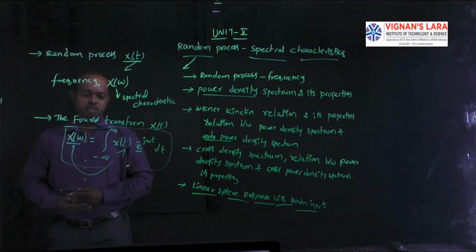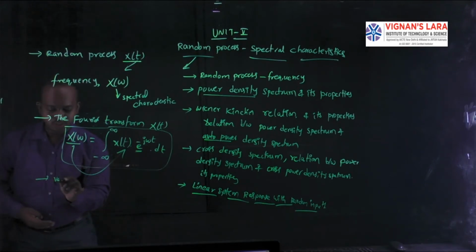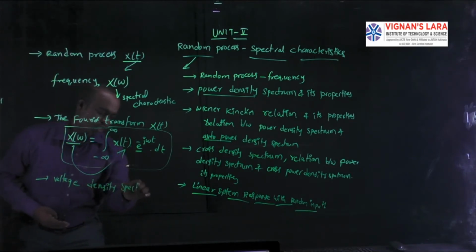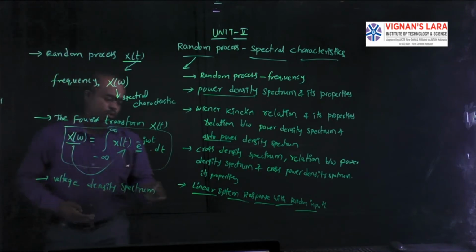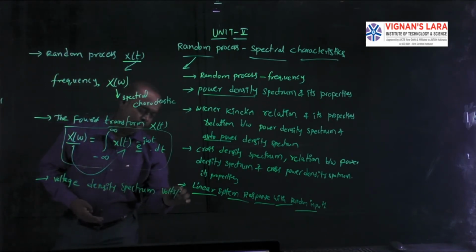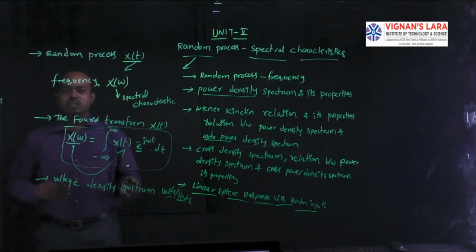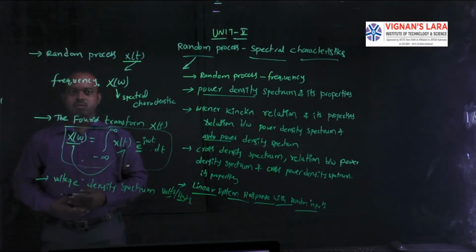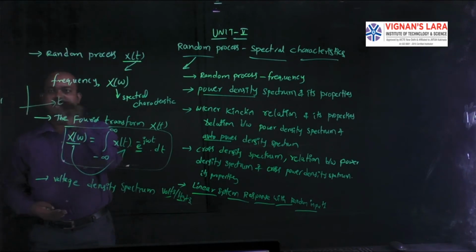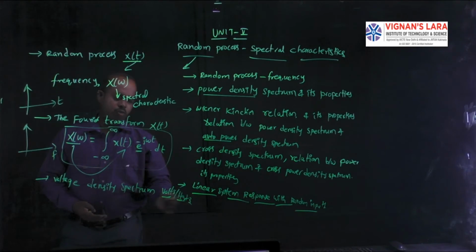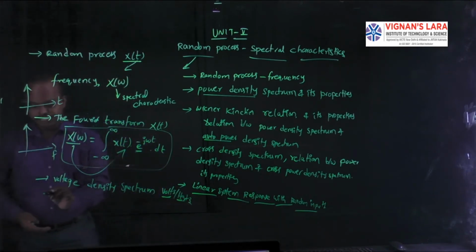Now you can represent these components X of omega as a voltage density spectrum. In the voltage density spectrum, we measure the units as volts per hertz. Volts is the magnitude, and hertz is the frequency. In the time domain you take time on the horizontal axis, but in the case of frequency, we need to consider frequency on the horizontal axis. That's why the units are volts per hertz.